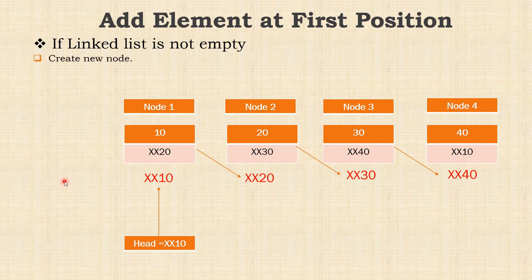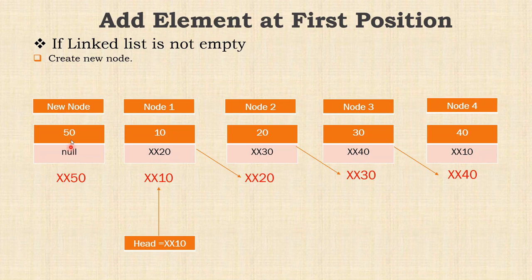So first we will create a node, so we'll create one node. This is a node whose address is xx50, but the default value we are taking here is 50, okay, and by default we are taking next as null, it's not pointing to anything. So now how can we do it? Replace the address of new node by head value.